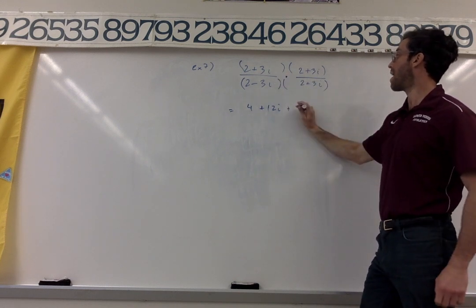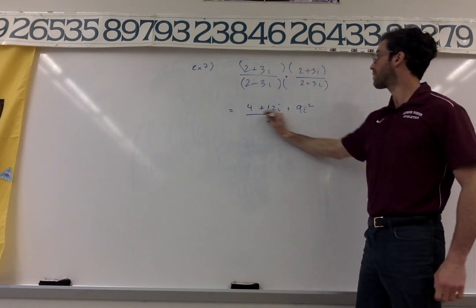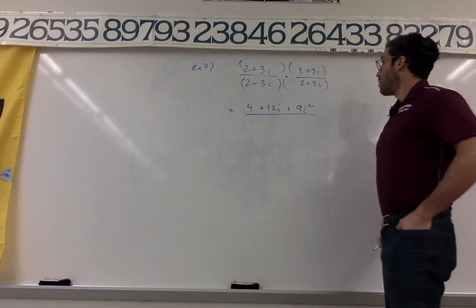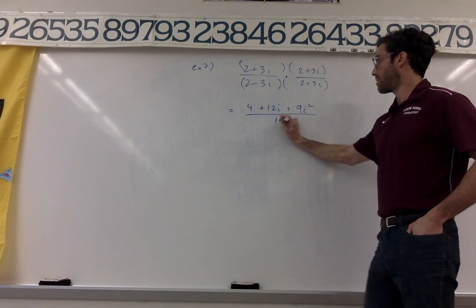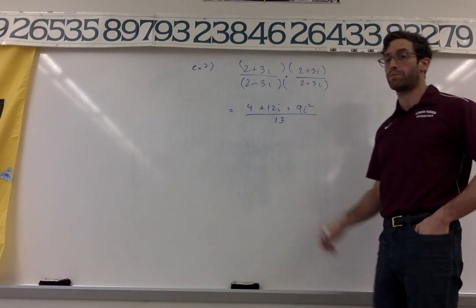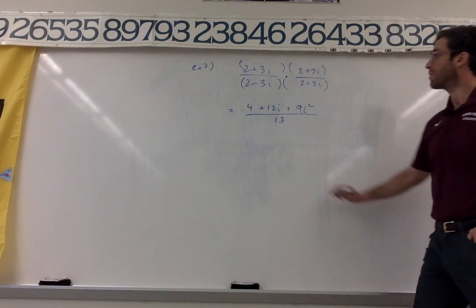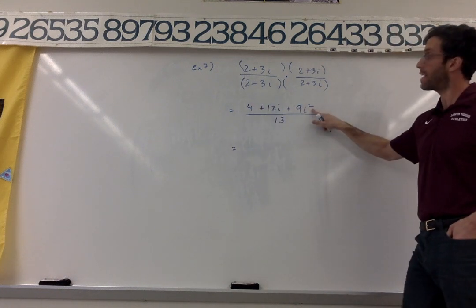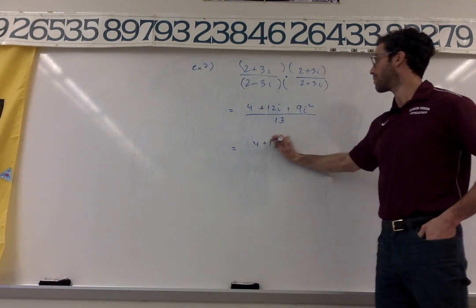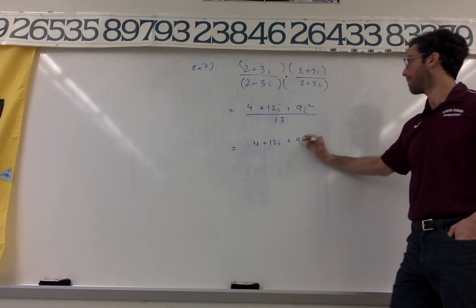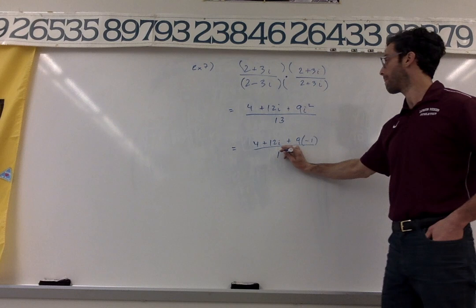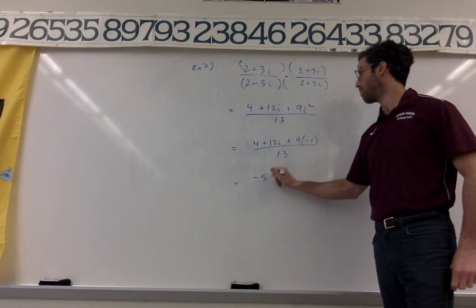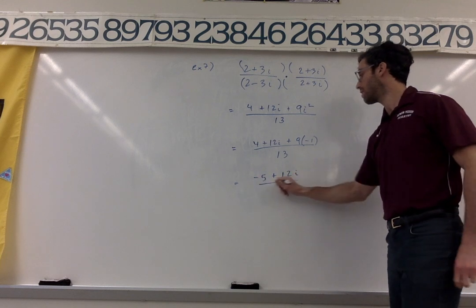plus 9i squared, all over the bottom we did in the previous problem, and we get 13, right? 13 was the answer from the previous problem, so we can kind of save some time with that one. Now just collect some like terms. So 9i squared is really negative 9, right? So we have 4 plus 12i plus this. So 4 minus 9 is negative 5 plus 12i over 13.